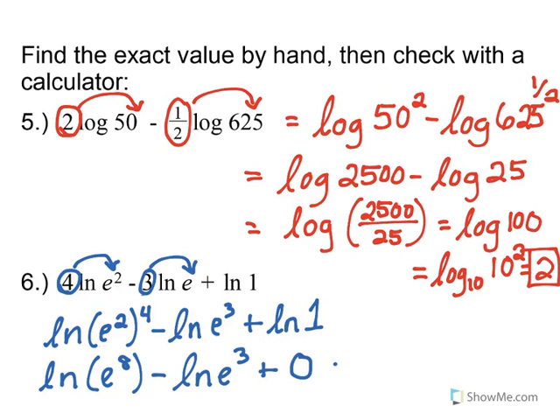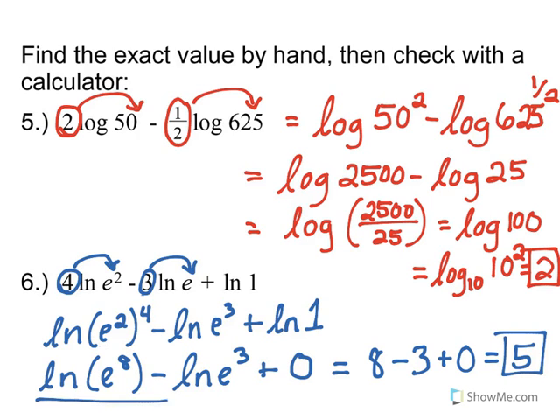And then from there I could say, all right, the first one is log base e of e to the 8th, so that's an 8, minus log base e of e to the 3rd, that's a 3, plus 0, and again, I get a 5. And we could have even continued to condense. We could have said that this over here would have been the natural log of e to the 8th over e to the 3rd, and then we would have had the natural log of e to the 5th, and then I would have still gotten a 5.